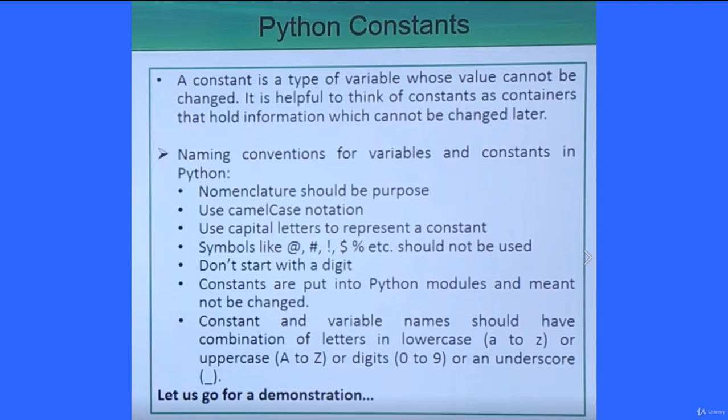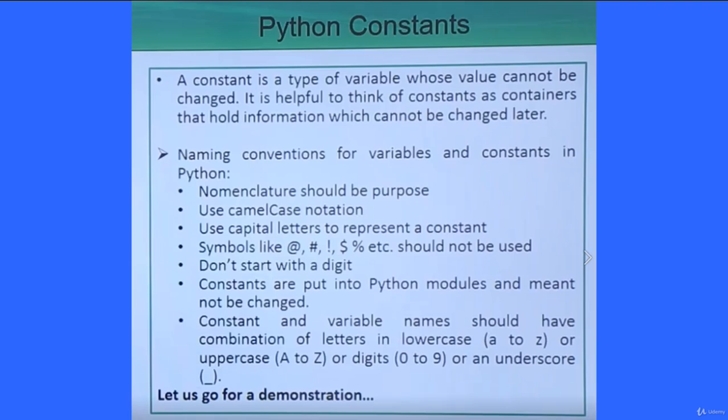Now, the naming conventions for variables and constants in Python. The nomenclature should be purposeful. We all know that it is good programmer practice. The best practice for developers is that the variable name, the function name, and the class name should be purposeful. From the variable name, I should get the idea of what the purpose of the variable is and what kind of value it is supposed to hold.